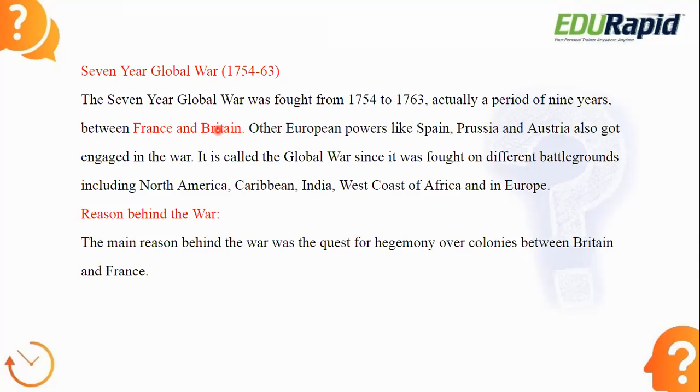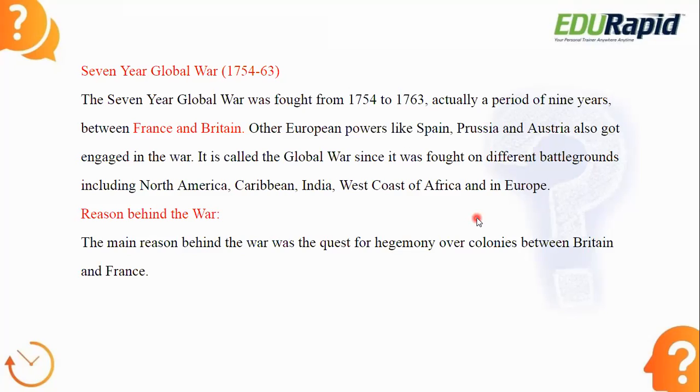The main reason behind the war was the quest for hegemony over the colonies between Britain and France. Yesterday we studied what happened after the Industrial Revolution in Europe, and how society was in Europe before the Industrial Revolution and before the Renaissance. After the Renaissance and Industrial Revolution, European countries became more powerful. They started making colonies all across the world, in America, Africa, and Asia.